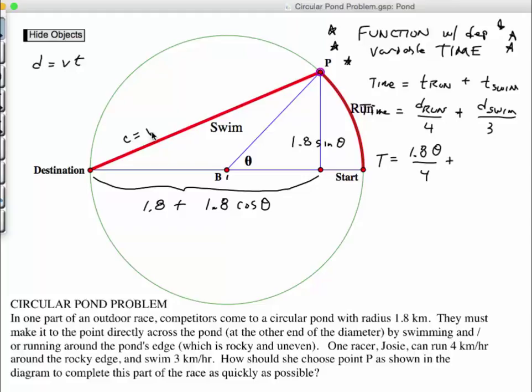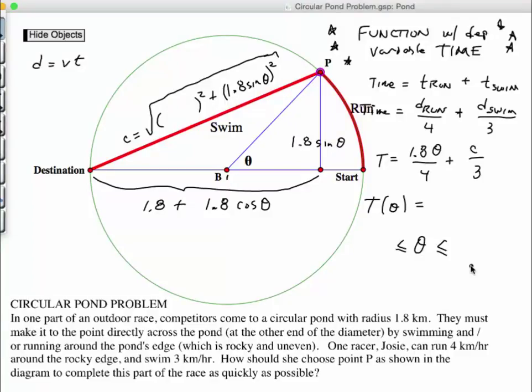So this is going to be a really ugly expression. It's going to be this thing squared plus this thing squared, square root. And we're going to call that C. And then we have it. That is T, the time, as a function of theta. Total time for her to get across is a function of theta. All we need is the applicable domain.